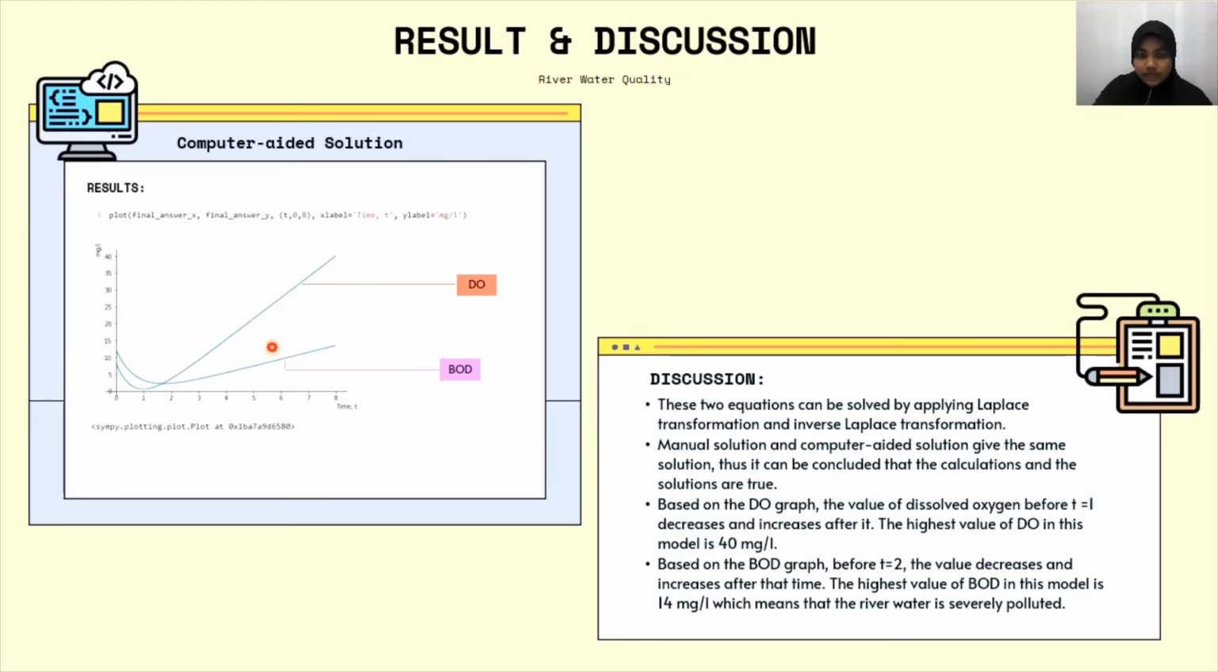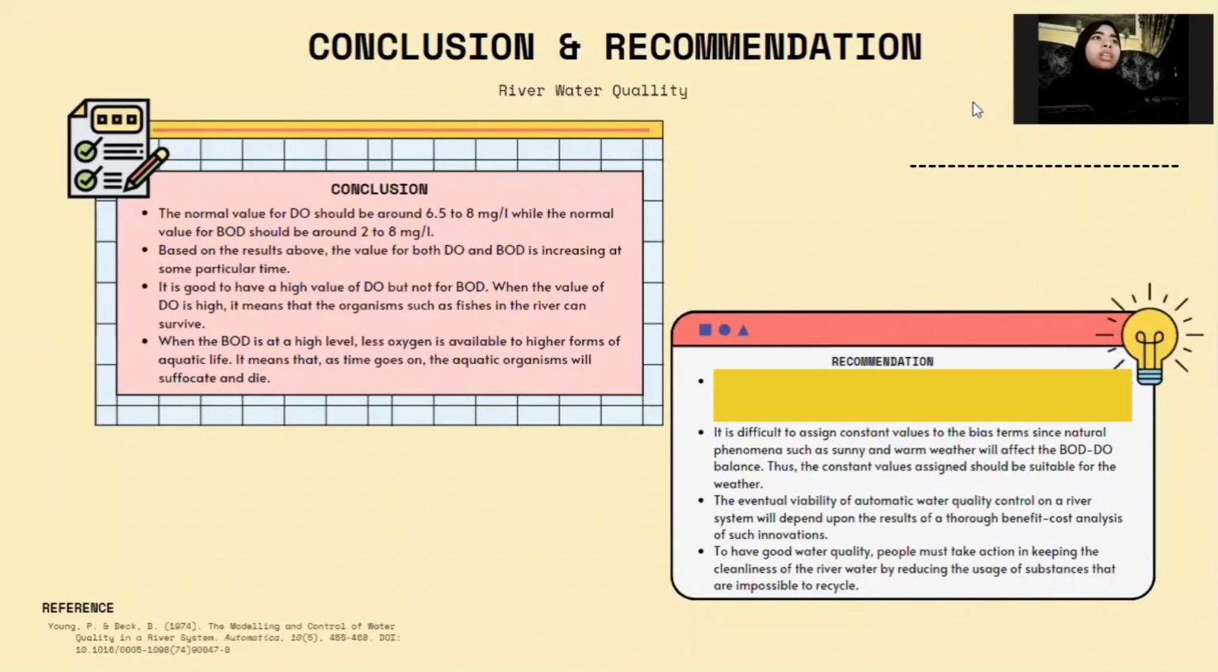Based on the DO graph, which is the x1 graph, the highest value of dissolved oxygen is 40 mg per liter. Next, for the BOD graph, which is the x2 graph, the highest value of BOD is 40 mg per liter, which means that the river water is severely polluted. The normal value for DO should be around 6.5 to 8 mg per liter and BOD should be around 2 to 8 mg per liter. Based on the result above, the value for both DO and BOD is increasing at a particular time. It is good to have high DO because organisms in the river can survive, and it is not good for BOD to have a high level because there will be less oxygen and the organisms will die.